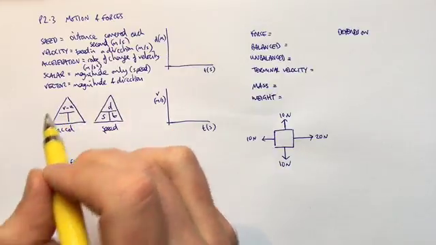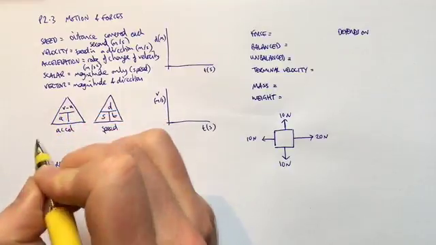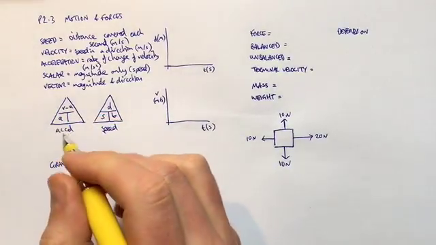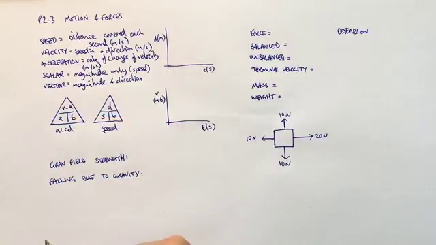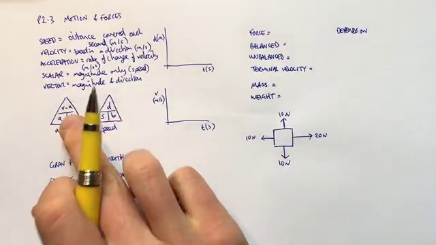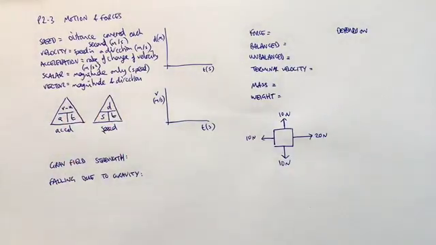Acceleration is the change in velocity. V is the final velocity, U is the initial velocity. So acceleration is the change in velocity divided by time. If you want to find out the time, it's the change in velocity divided by acceleration. You could be asked to find out each of those.